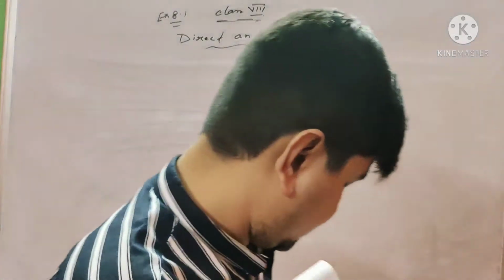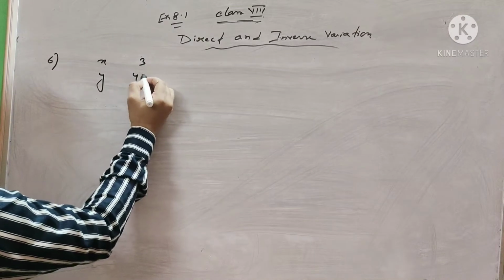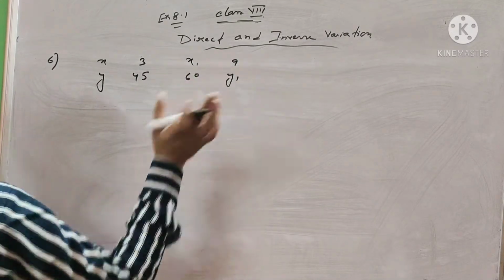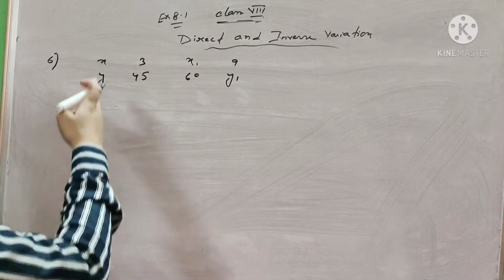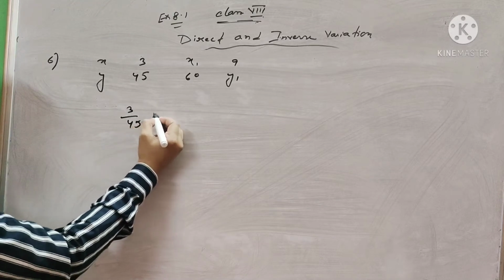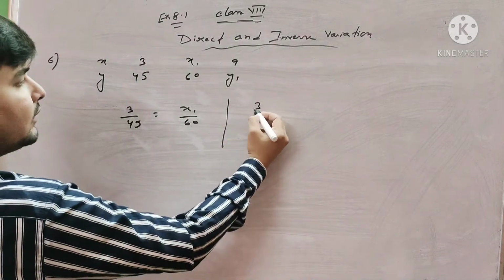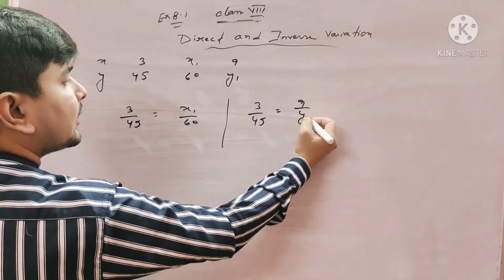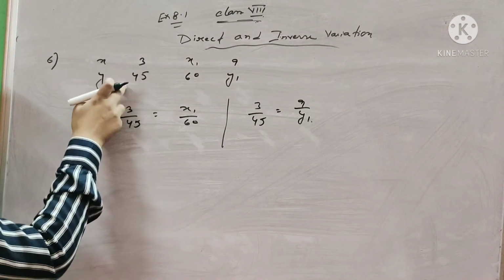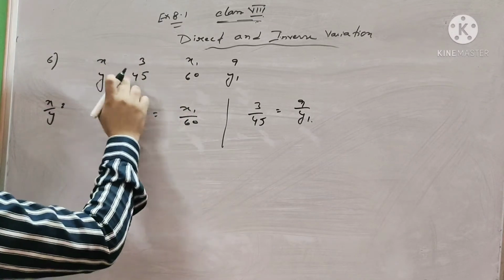Question number 6. See, x and y: 3, 45; x1, 60; 9, y1. Find the value of x1 and y1. We know that very well. This is clearly mentioned as direct variation. Okay, so 3 by 45 is the same as x1 by 60. Clear? And 3 by 45 again equals 9 by y1, because there is a direct relation between x and y, and this one is also x, this one is y. So everything is equal to each other.